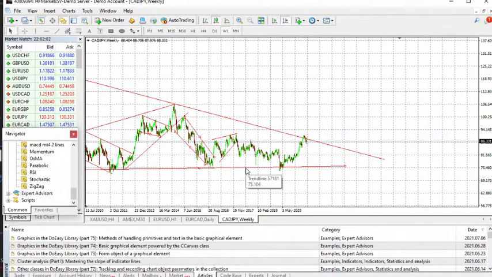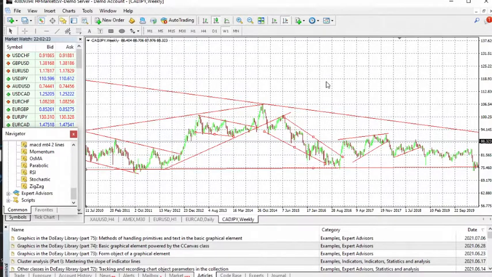Okay? Now, the next trade that I spot here is also this particular triangle. Remember that this is weekly. It is still a whole lot of money.